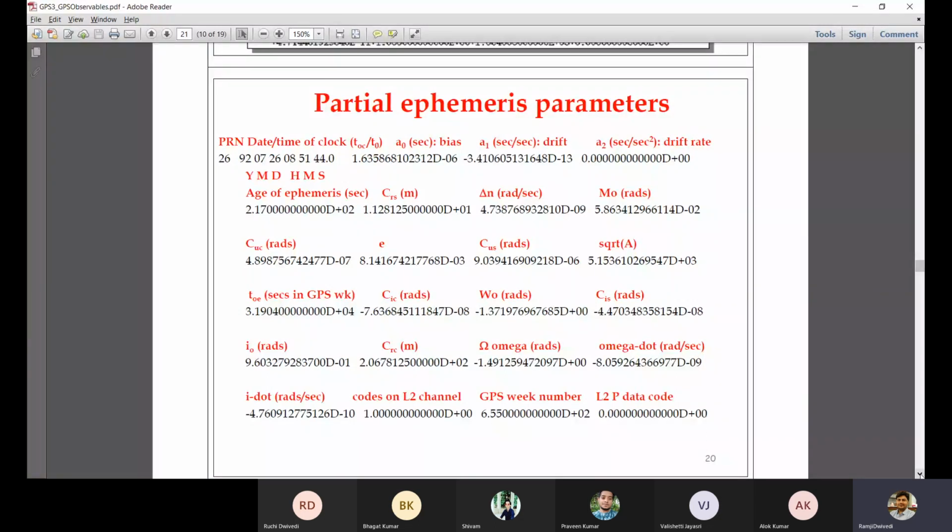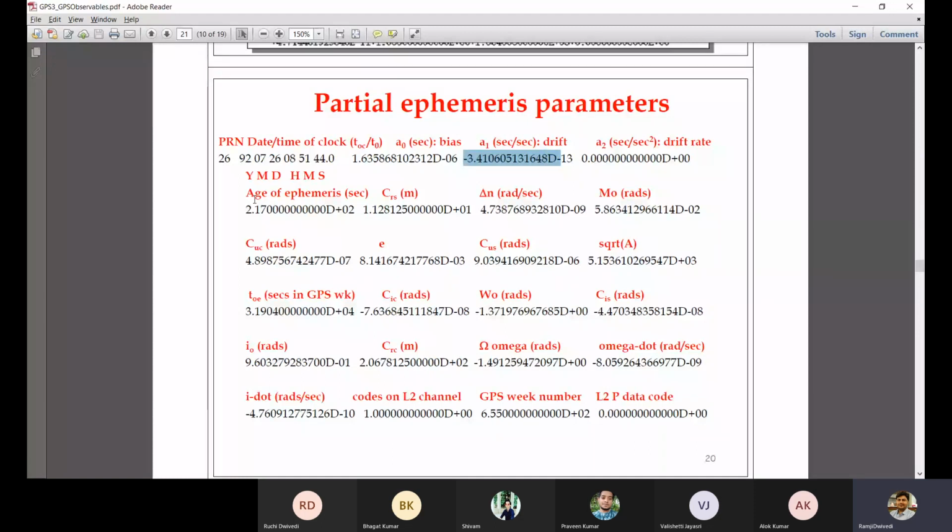So the year, month, day, hour, minute, second, you can see everything is written above. 26 PRN means 26 number of satellite. 26 July 1992, 8:44 AM. Time of clock or TOC or T0 is available. A0, A1 and A2, which is the drift bias, drift and drift rate, is available. Drift rate is 0 for the time being. This is something like minus 3 times 10 power minus 13, minus 10 power minus 6.